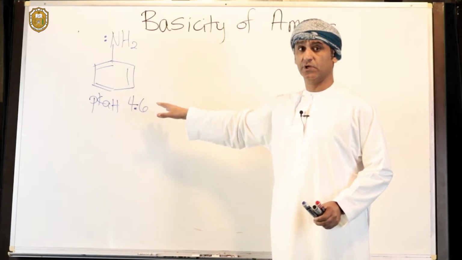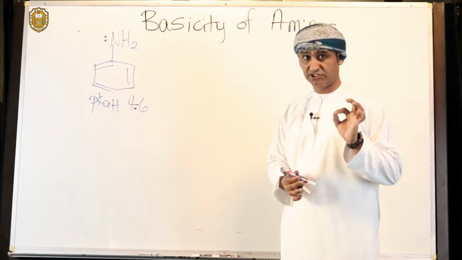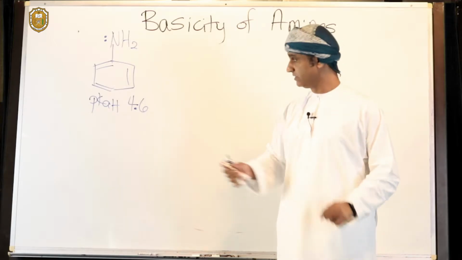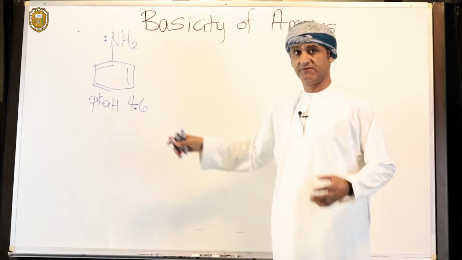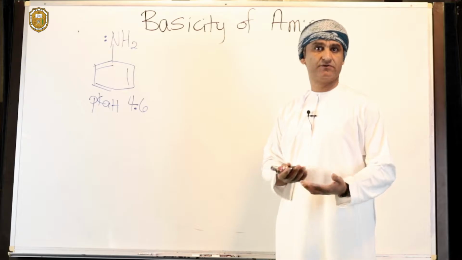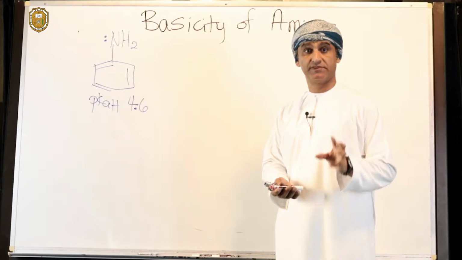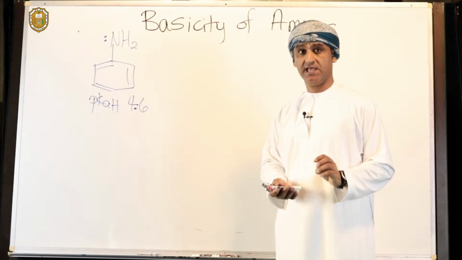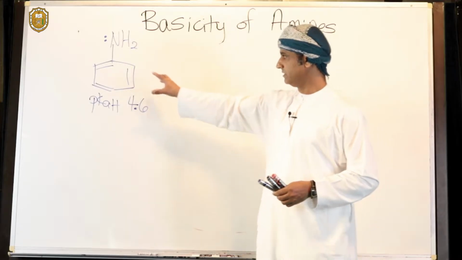So what does this mean? Well, this means that aniline is much less basic than an alkyl amine. 4.6, the pKa, much less value than that of alkyl amines, with a range of, in general, between 9 and 11. So what does that mean? Well, this means that the lone pair on nitrogen should be much less available. So why is that so? Well, it's due to this benzene ring.